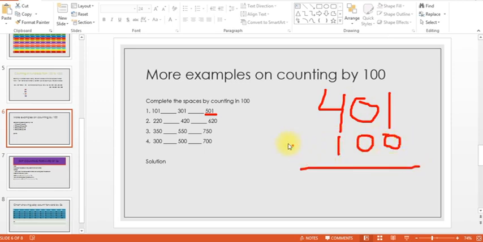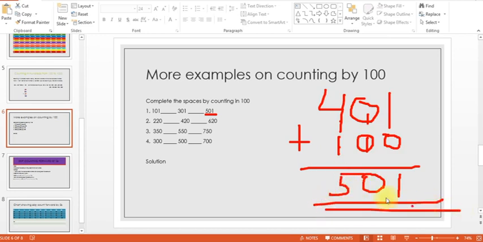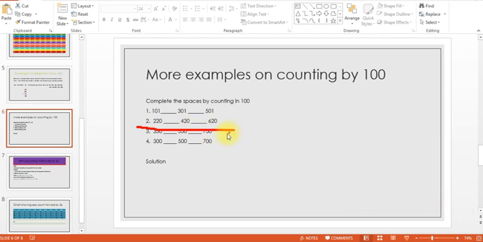Okay, 401. We have 1 plus this 0 is 1. 0 plus 0 itself is 0. And this plus this will give us what? 5. So therefore, our answer here is correct. I hope you are okay. Very good. Now let's go to number 2. Number 2. Now 202.